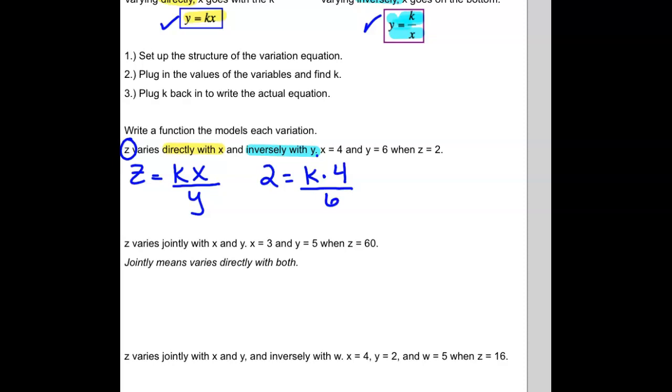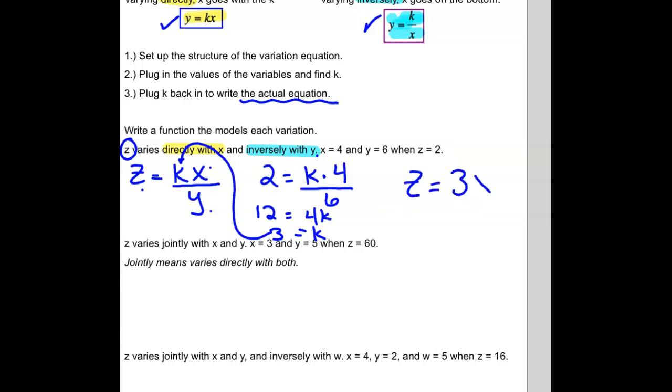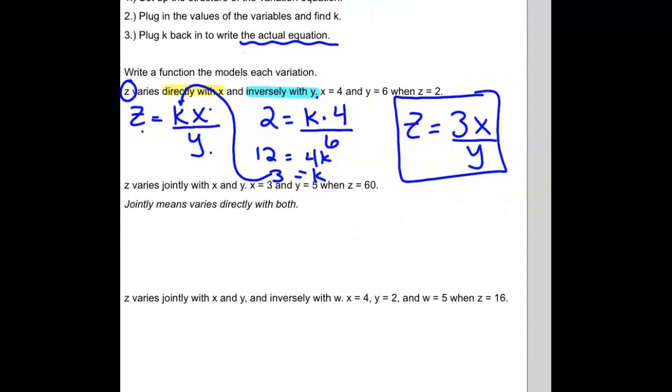So I just replaced my variables with those. We said z was 2, x is 4, and y is 6. Solving for k, we multiply our 6 up, so 12 equals 4k, and then divide out our 4, so k would be 3. Once we know that, we do our third step. We actually write the equation, and that uses our k value. So our final answer would be z equals 3x divided by y. So once we know k, we can put that back in and get our specific equation.